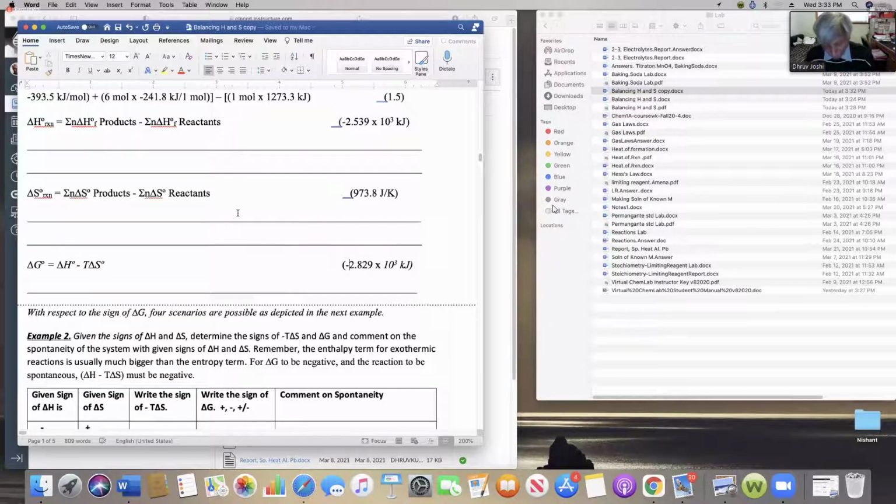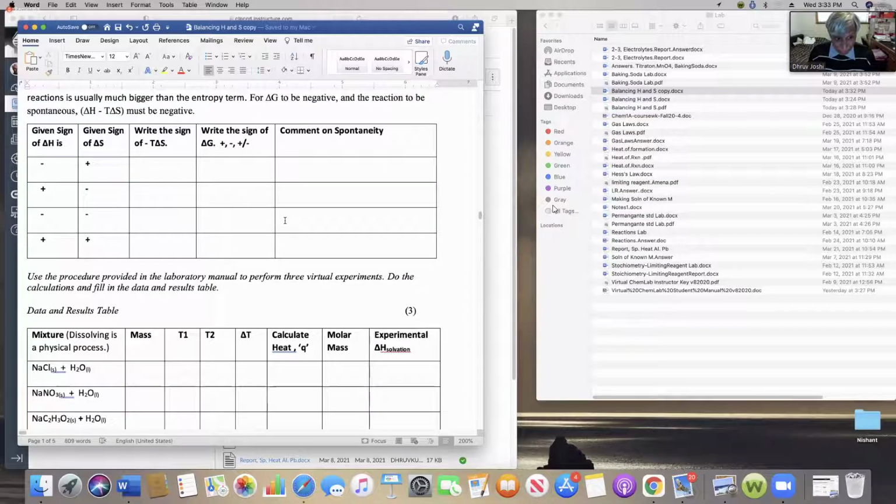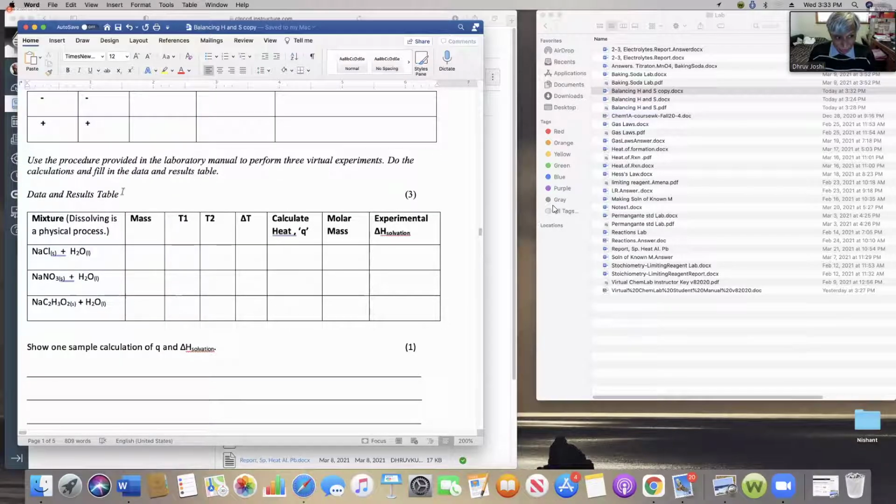So now I want you to start doing the experiment and write down this here: data and results table, NaCl, NaNO3, Na2CO3, sodium acetate, and mass, T1, T2, delta T, and then you can calculate it. So this is the part of the experiment. You're doing that right now, and if you have any trouble, let me know right away.